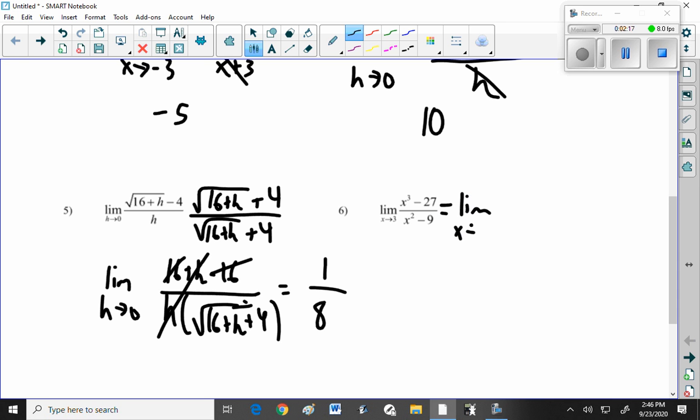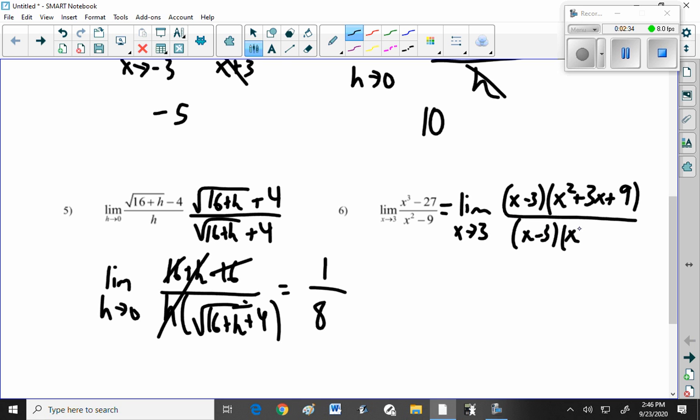Here we have to factor. So the numerator is a difference of 2 cubes, or you recognize that 3 is a root, so we can do synthetic division with 3. Either way, we get the numerator factors into x minus 3, x squared plus 3x plus 9. And the denominator factors into x minus 3, x plus 3. The x minus 3's cancel. The new denominator is 6. The new numerator is 9, 18, 27. 27 over 6, or if we divide by 3, 9 over 2.